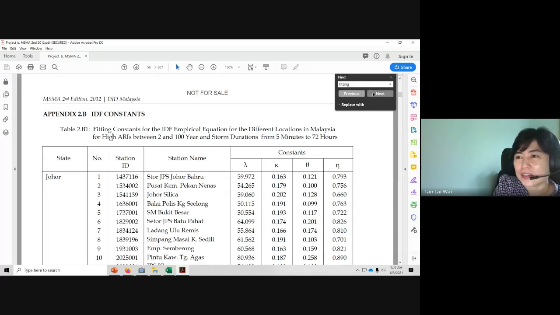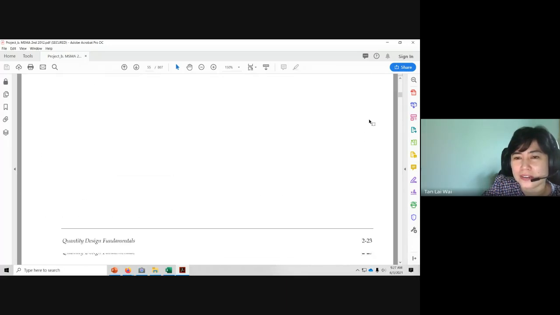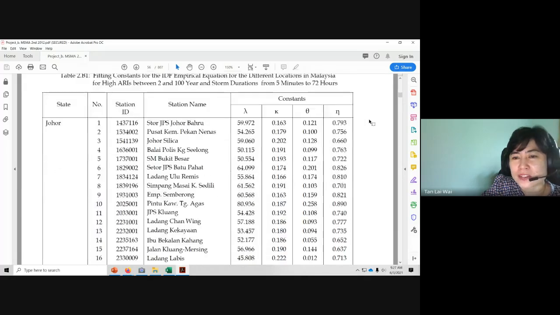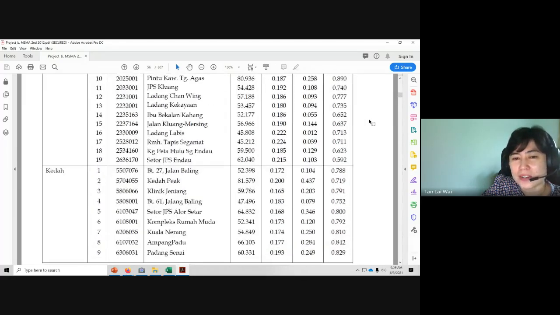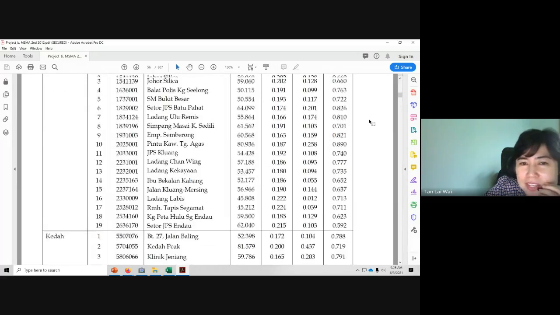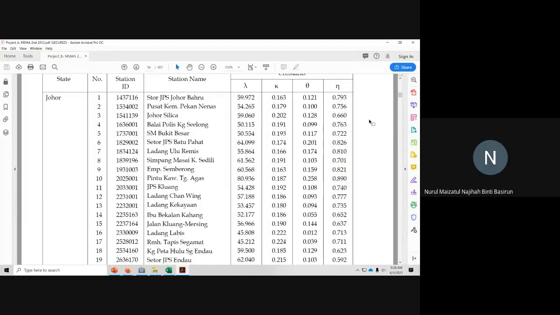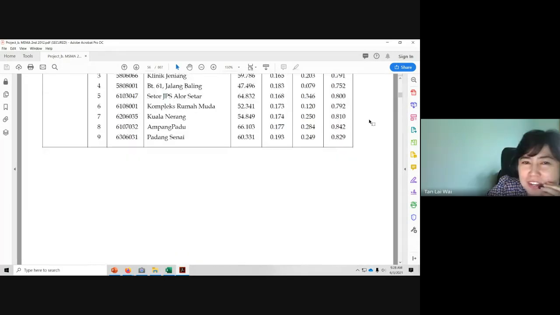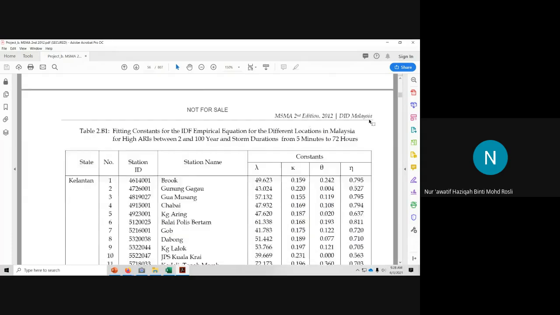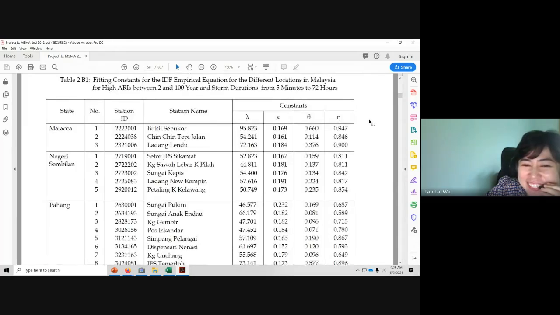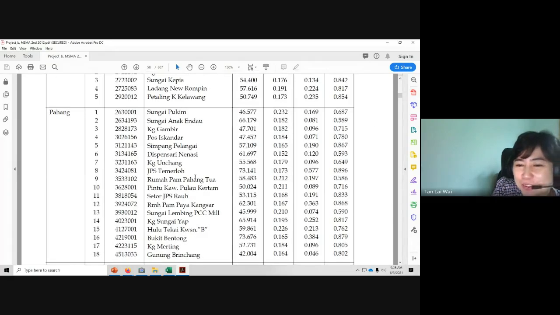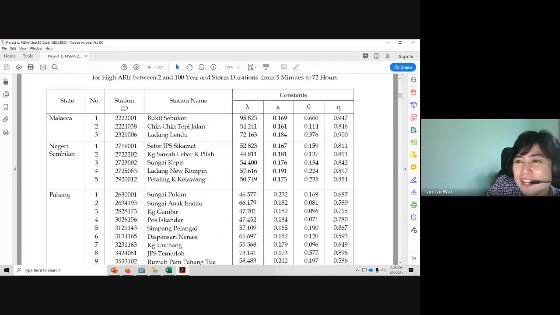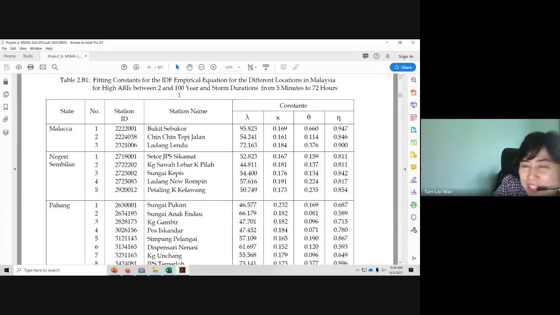Now, there's another fitting constant. If you drag this down, here it gives you fitting constants for rain gauge or station name. I believe, what is the location that I gave you in the project? Kampung Sungai Yap. Kampung Sungai Yap, negeri mana? Pahang. Faham. Okay, alright. So, Kampung Sungai Yap. You are going to use these four values. Now, here, you are using 20-year ARI, right?